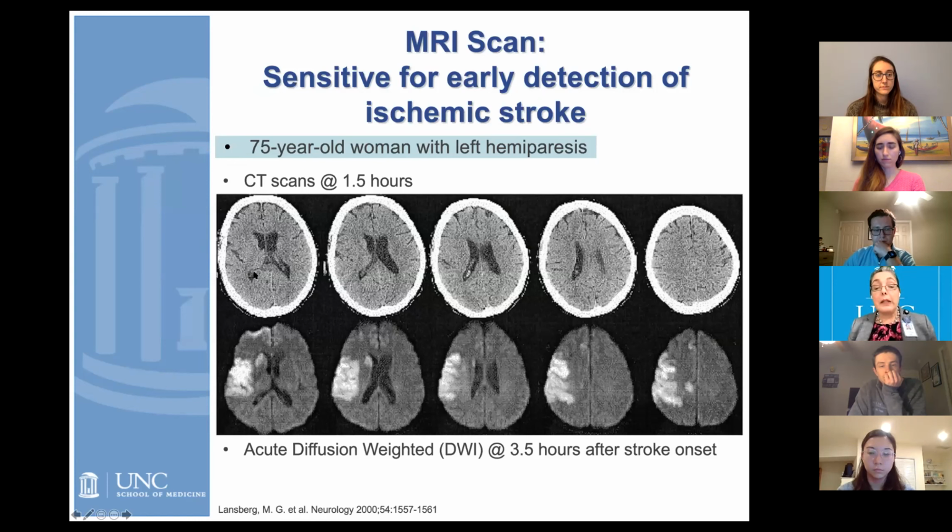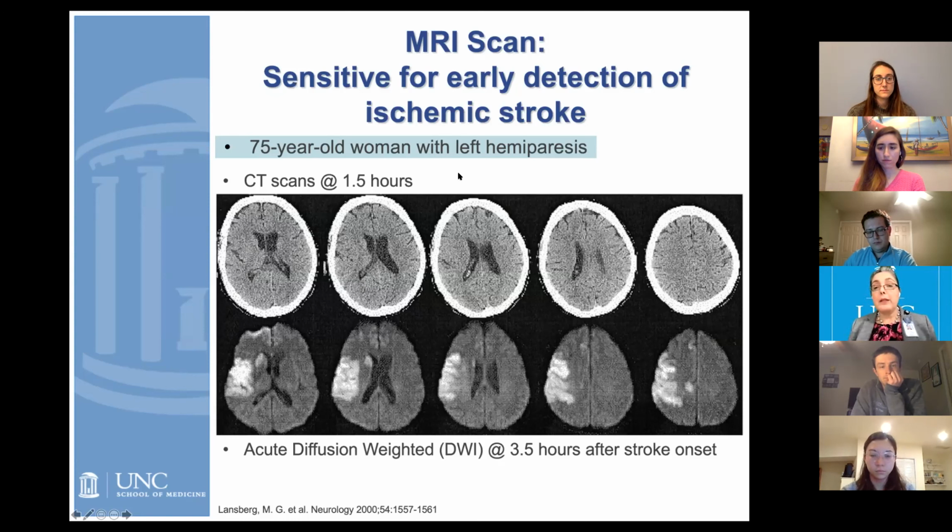And what you can see, or if you can't, just trust me, is that the CT scan just looks the same left and right. I don't see any difference. But when we do an MRI scan, this in particular is called the acute diffusion weighted image, about 3.5 hours after the stroke symptoms began, you can see there's something going on the left side of the image, which is the person's right brain.